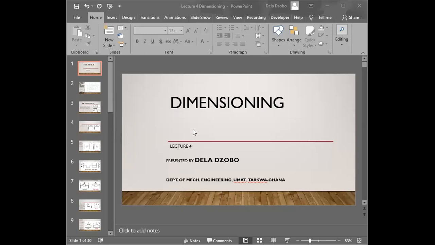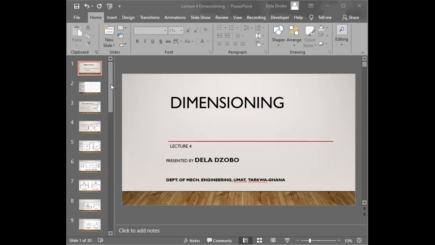So we are taking off. We ended on some exercises on lines, and we are done with that. We want to continue with chapter 3, which is dimensioning. Basically, we are just going to look at some rules that have to do with dimensioning.